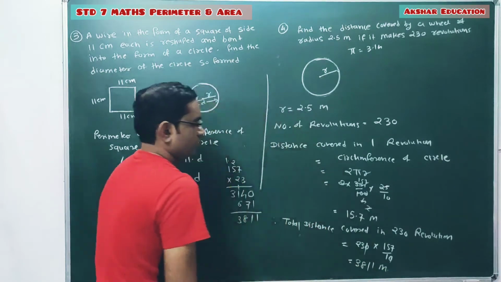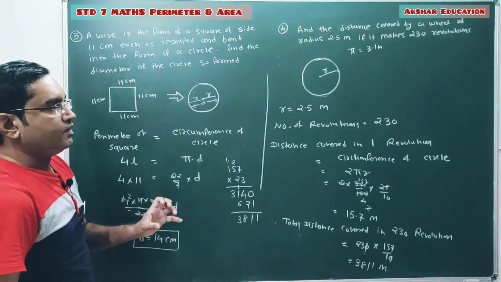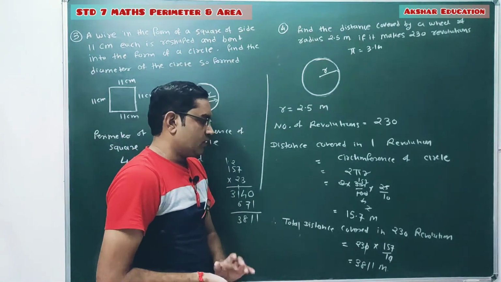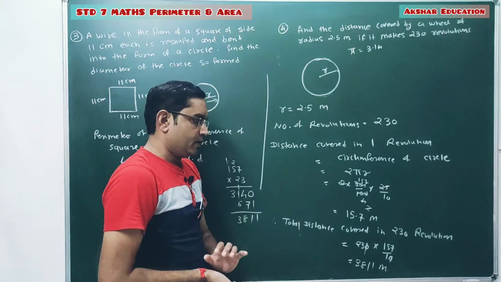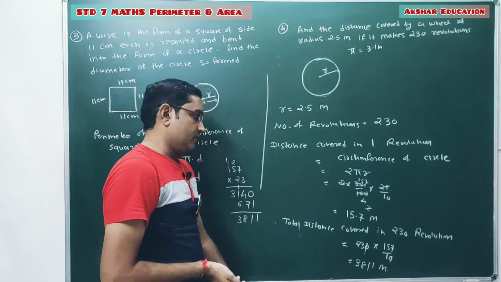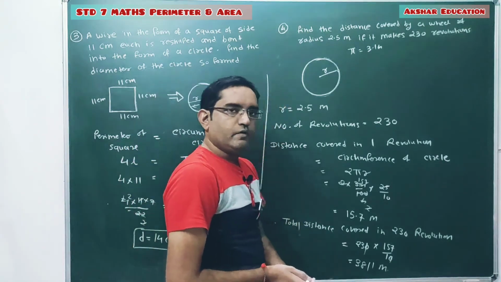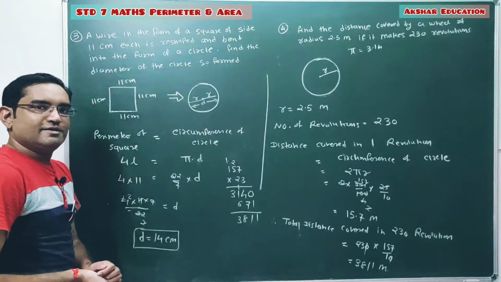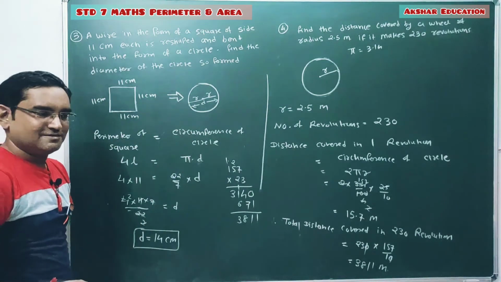It will be equal to 3611 meter. So the total distance covered by that wheel in 230 revolutions is 3611 meter. You can also convert it into kilometer, which is equal to 3.611 kilometer. Clear, students? Pause the video and note it down.